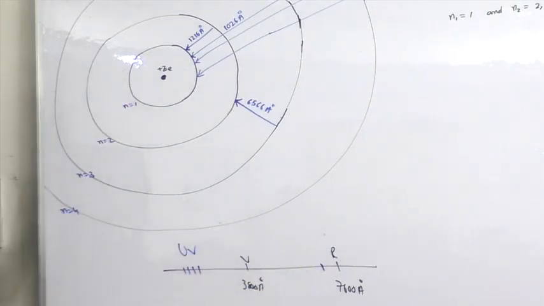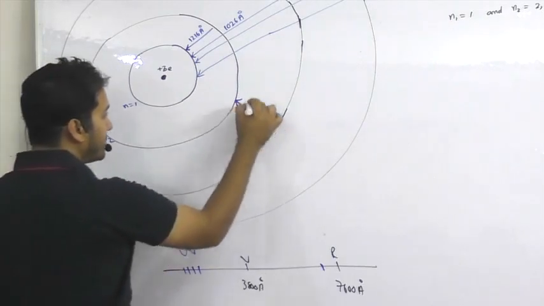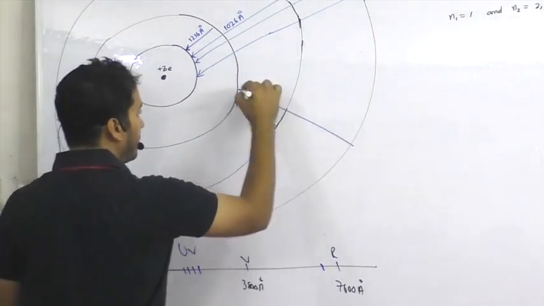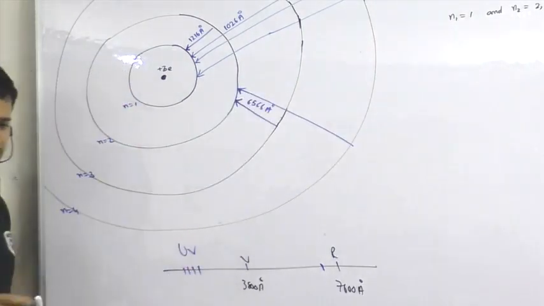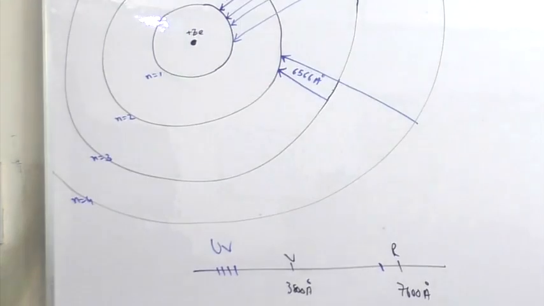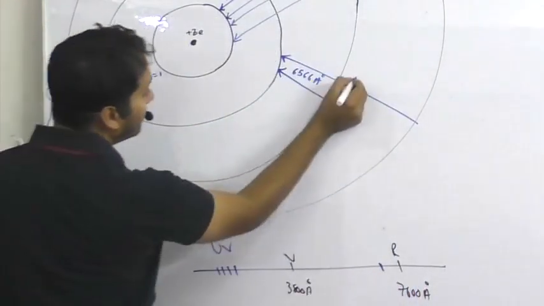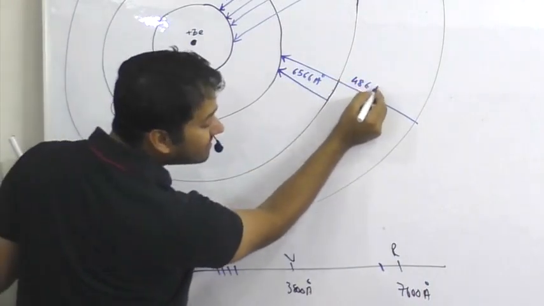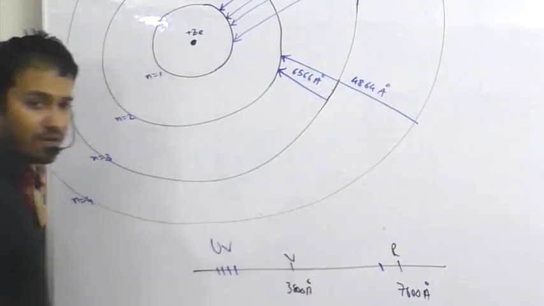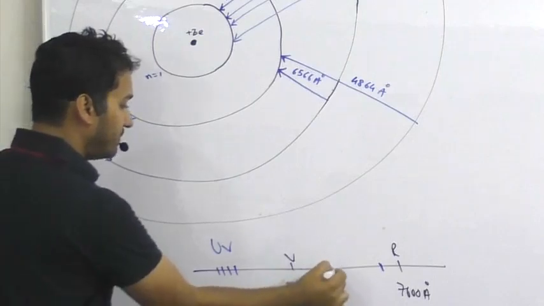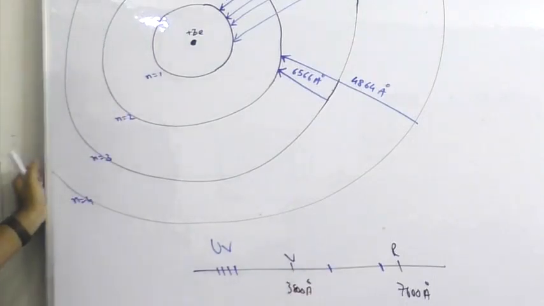Visible range. Right? Now when the electron is jumping from 3 to 2, it is emitting photons in the visible range of the spectrum. What about this? Tell me, 4 to 2. Solve, quickly. 4 to 2. Tell me. 4864 Armstrongs. Again, where does this lie? Visible region again, right?